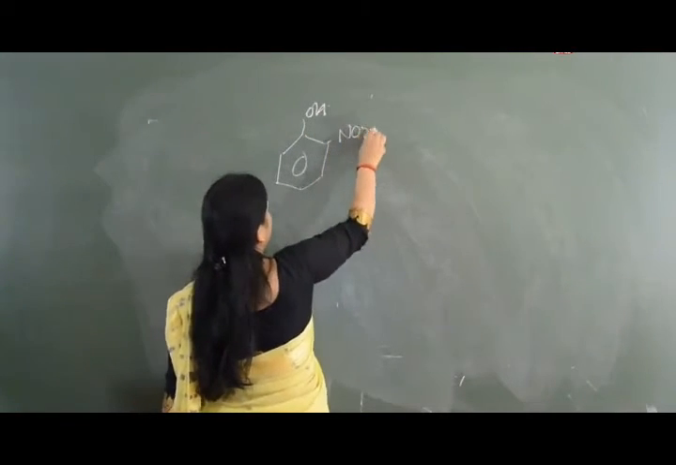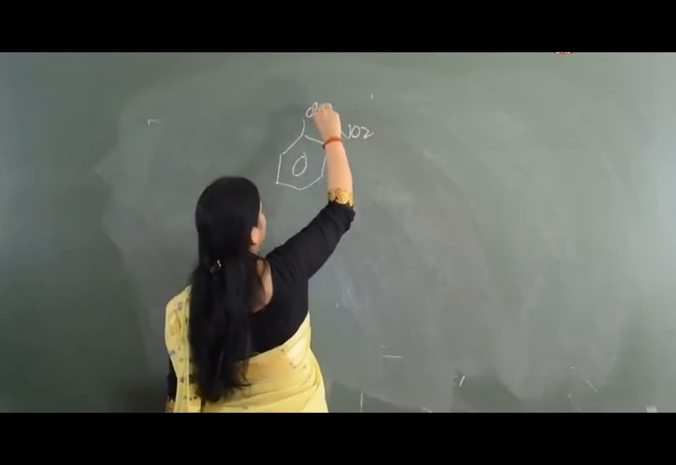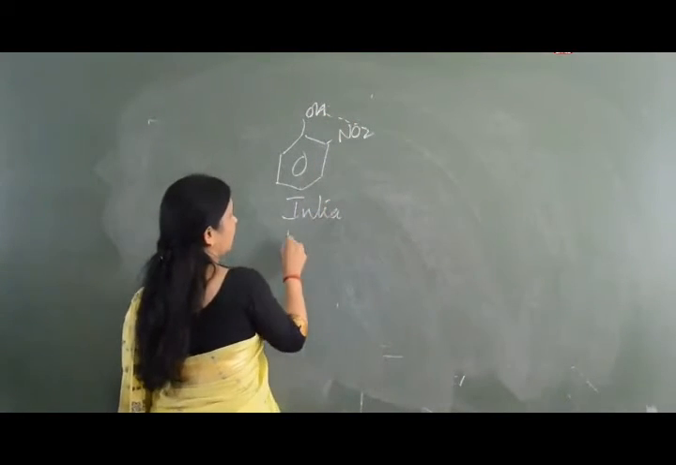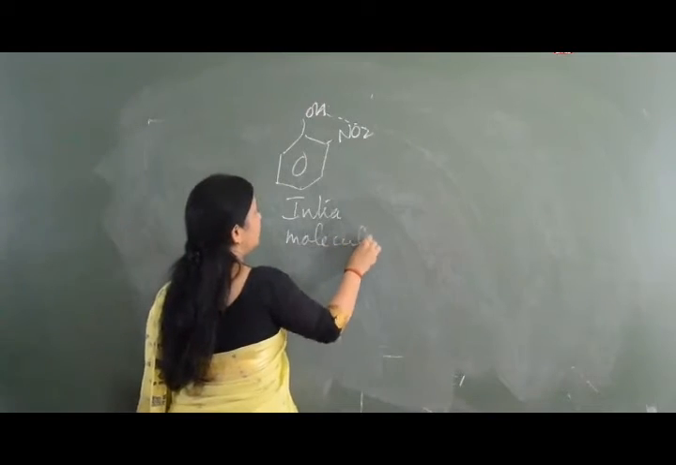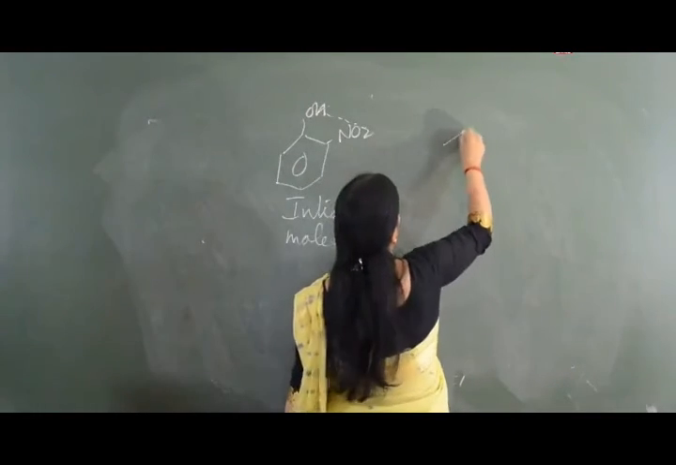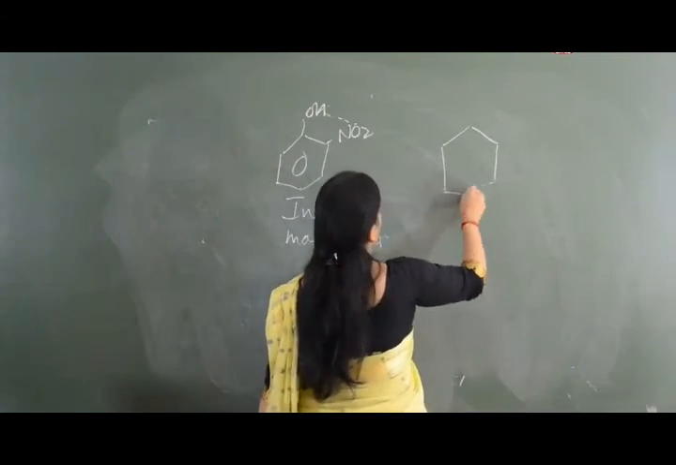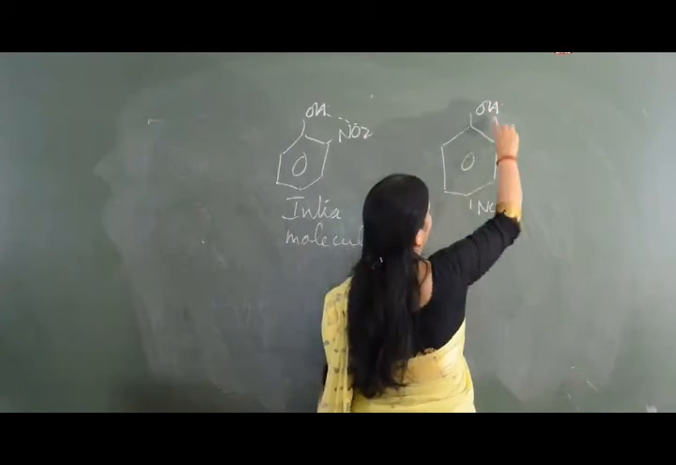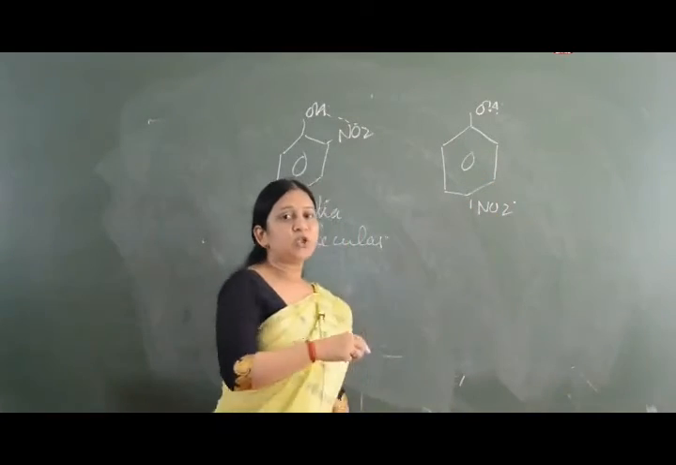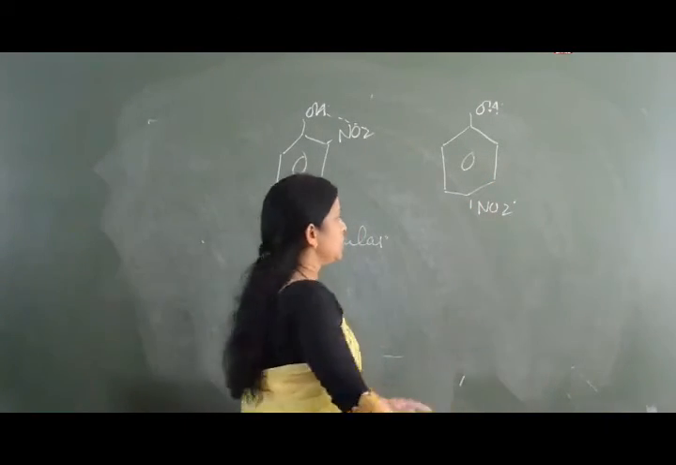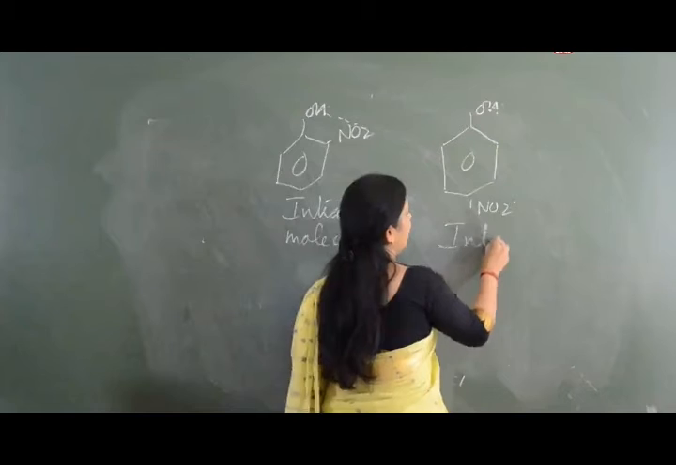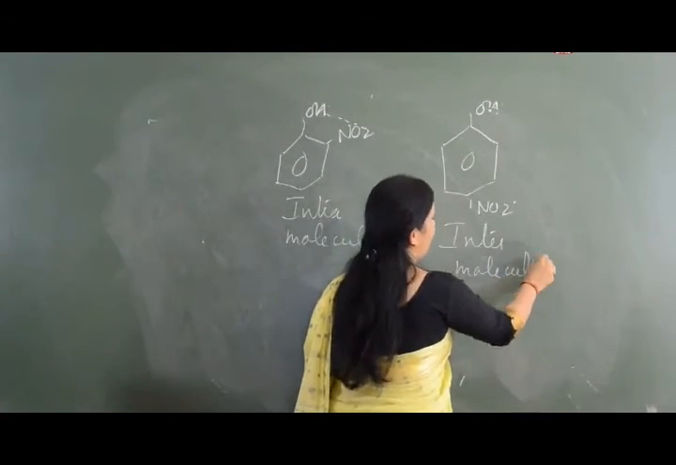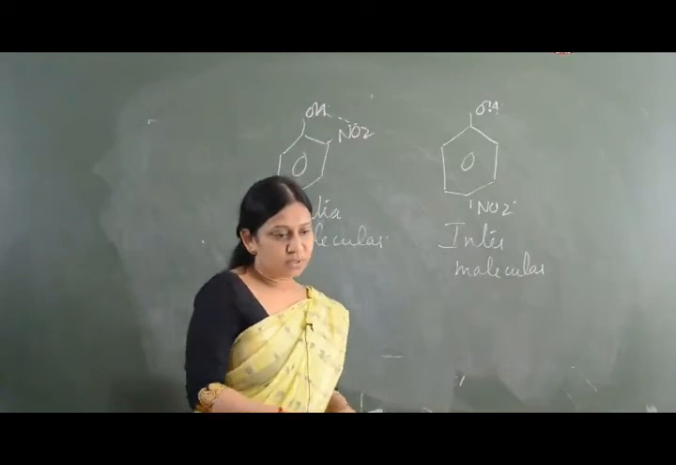Now this molecule here can form a bond. This is intramolecular hydrogen bonding. Intramolecular means within the molecule. And if we consider the second molecule, OH and NO2, here internal bonding between OH and NO2 is not possible. So this has intermolecular hydrogen bonding. So intra is within the molecule and inter is between the molecules.